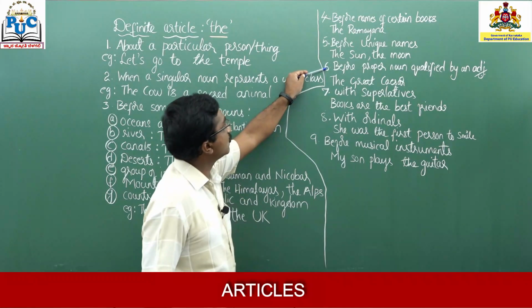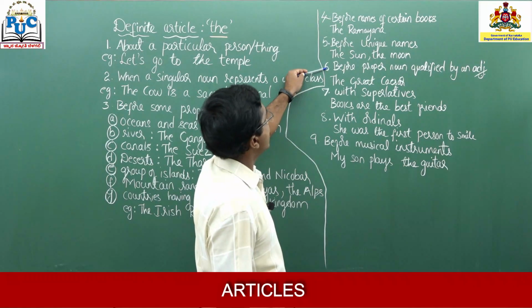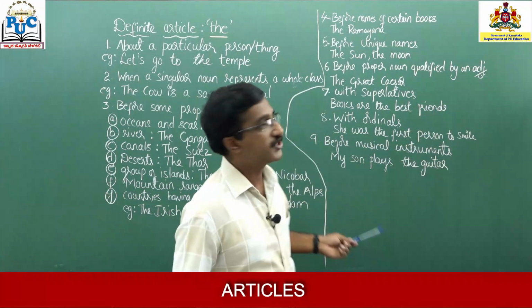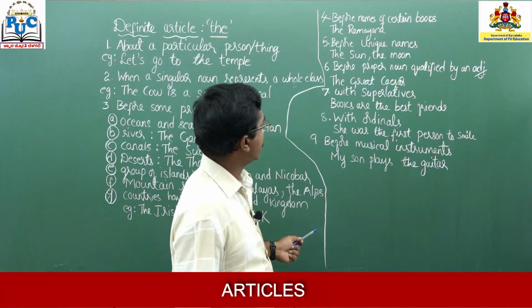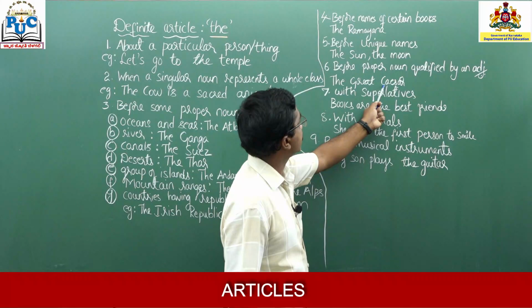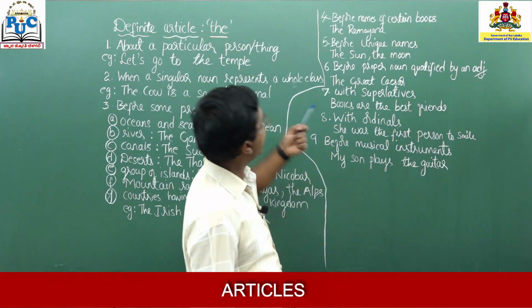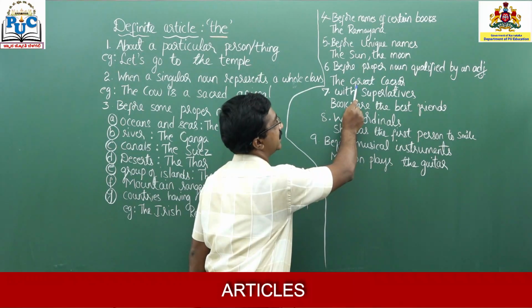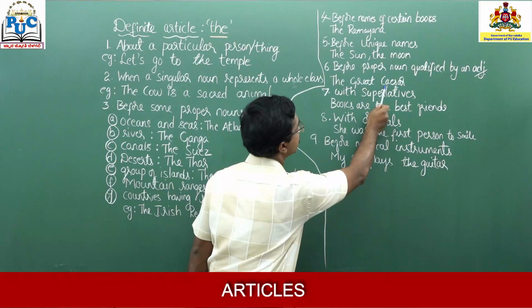Then we use the definite article the before a proper noun qualified by an ADJ. ADJ means adjective. Okay. Proper noun is Caesar. The great Caesar. Here Caesar is qualified by an adjective called great. So we use the great Caesar.